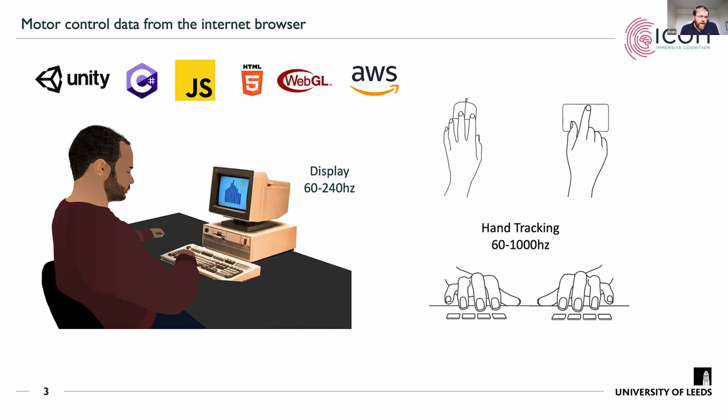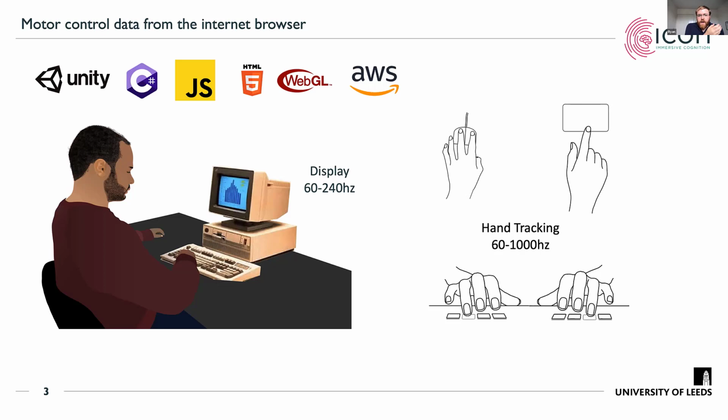Now, the Icon Lab here at Leeds, we're using Unity WebGL, and we're hosting it on Amazon Web Services and using some other software such as C# and JavaScript to do the experiments. But we have the fundamental limitation that all internet-based research has, which is that we don't know the equipment people are using, and it can actually be pretty poor equipment. So often that means the display is at best refreshing at 60 hertz, but occasionally up to 240 hertz. And the hand tracking that we use, whether mouse or keyboard presses, is maybe 60 hertz and potentially up to 1,000 hertz.